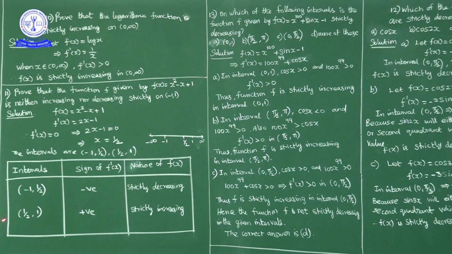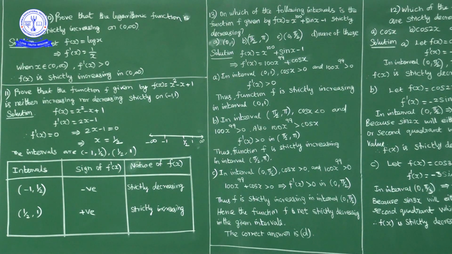So in the interval 1 by 2 to 1, f dash of x is positive. As f dash of x is positive, f of x is a strictly increasing function. So in the interval minus 1 to 1 by 2, f of x is a decreasing function, and in the interval 1 by 2 to 1, f of x is an increasing function. So in the interval minus 1 to 1, at some part it is an increasing function, at some part it is a decreasing function. So in the interval minus 1 to 1, f of x is neither increasing nor decreasing function, okay.